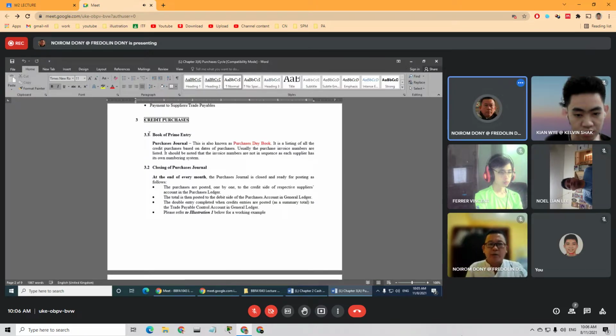Now, credit purchases. Again, you must understand the concept of credit purchases. I repeat, credit purchases means the business purchases the goods, the trading item. It must be a trading item. A non-trading item is not considered credit purchases. It must be an item that the business buys and sells back for profit. The book of prime entry will be the purchases journal.